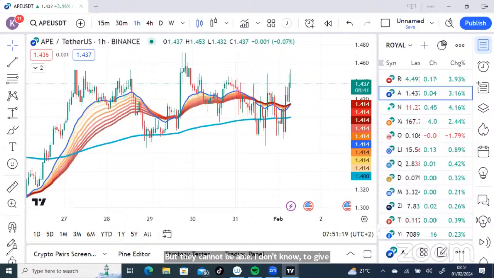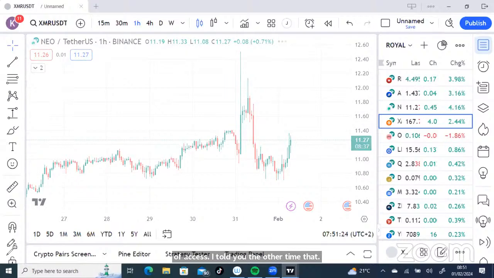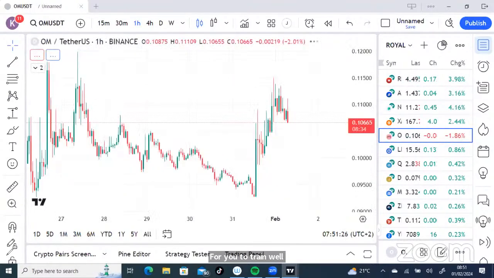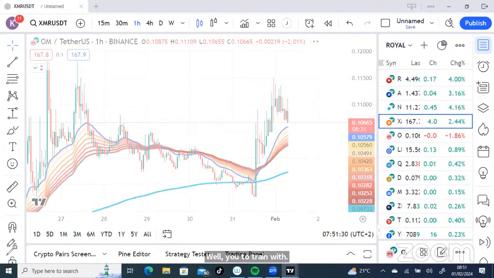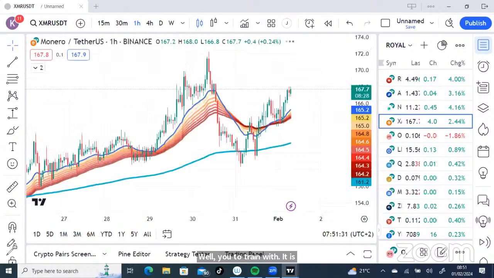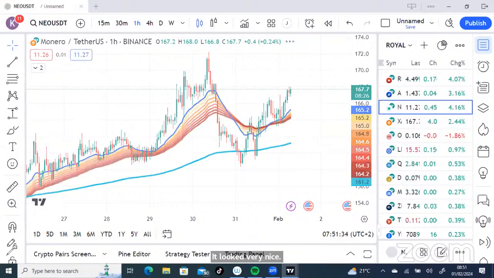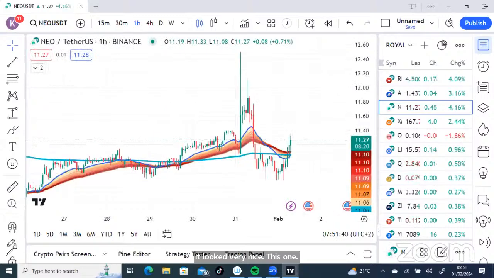I told you the other time that for you to trade well, there is a coin I've opened. And it looked very nice. Is it this one? I don't know which one. Can you see it here at NEO? Anybody who can see in the 1 hour?